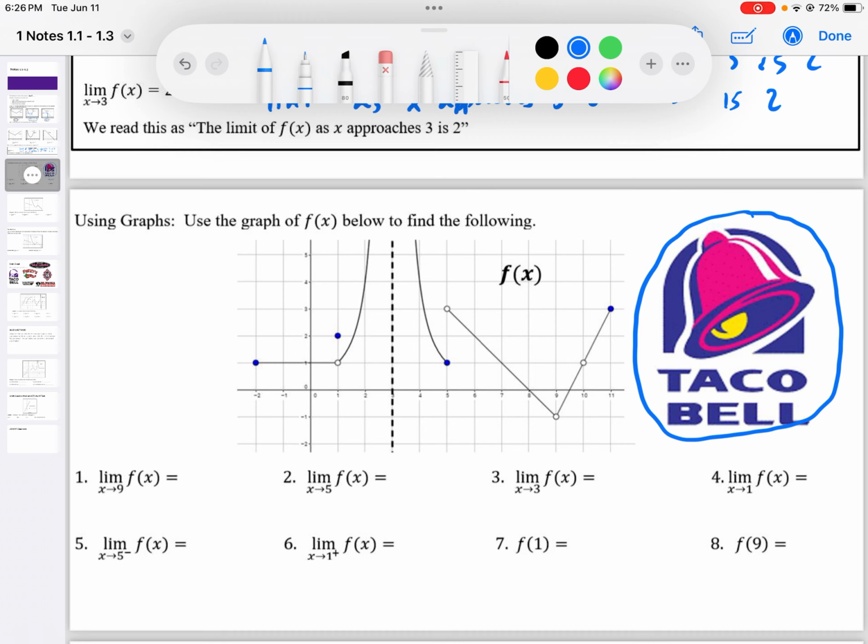So the limit of f of x as x approaches 9. Here's where x is 9. So I'm coming from the left, and my friend's going from the right. It looks like we would meet up. Would we meet up? Yes. Now, there's an open circle there. That means the function is not defined there, but the limit is still that y value that the graph is getting really close to, which is -1.